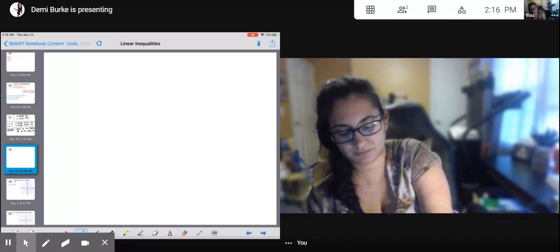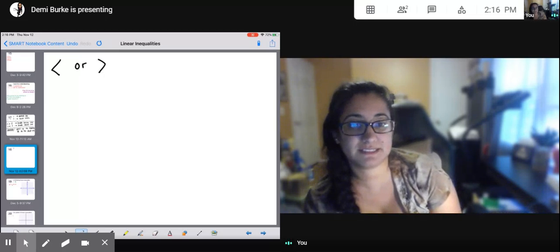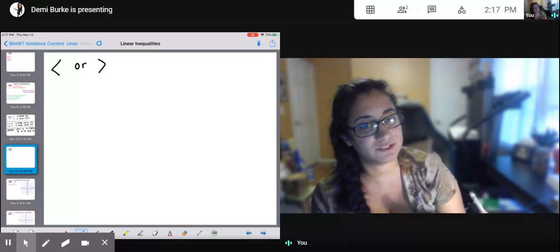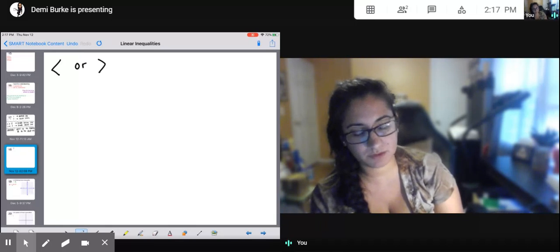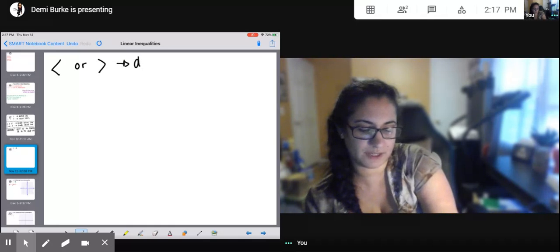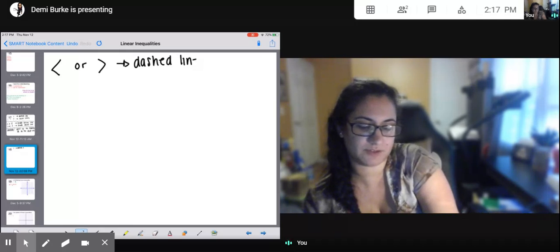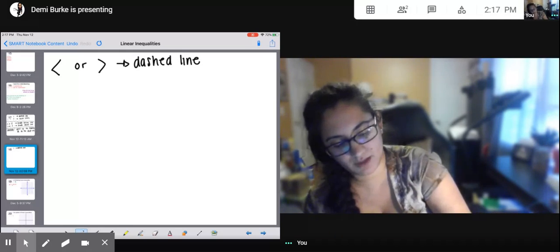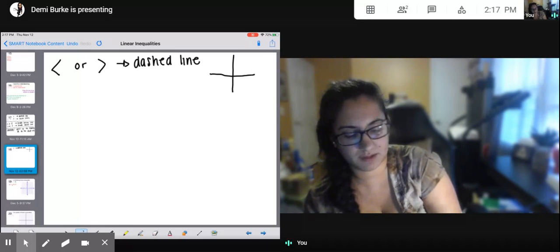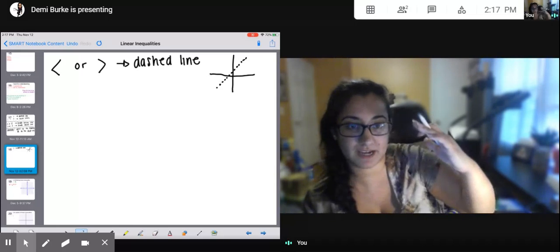First things first, as far as your symbols are concerned, you may have a less than symbol or a greater than symbol. There's nothing else extra to them. It's just a less than symbol or a greater than symbol. If I were to graph these, they would be dashed lines. That line is called a boundary line. And if I were graphing it on my coordinate plane, it might look like this. It's going to be dashed.